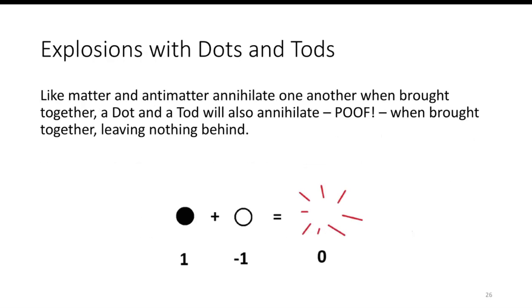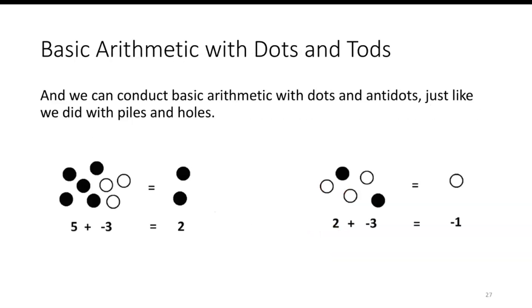Like matter and antimatter annihilate one another when brought together, a dot and a Tod will also annihilate, poof, when brought together, leaving nothing behind. So whenever you combine a dot with a Tod, you get nothing. And we conduct basic arithmetic with dots and antidots, just like we did with piles and holes.